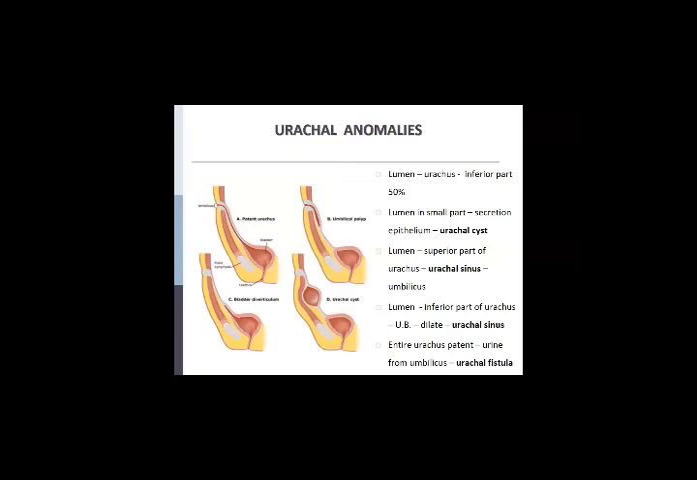Let's talk about the anomalies of the urachus. Normally, you know that the urachus shrivels from the apex to the umbilicus. Again, in 50% of cases, the inferior part of the urachus remains patent. Okay, this lower inferior part of the urachus remains patent, and it is continuous with the lumen of the urinary bladder.